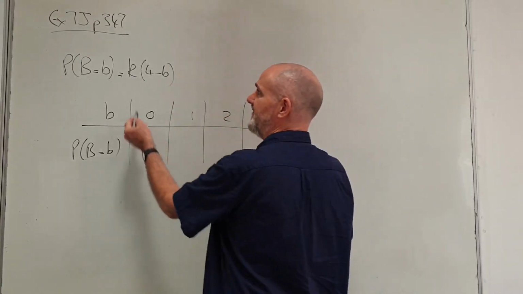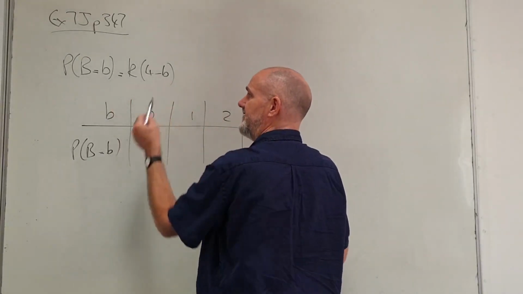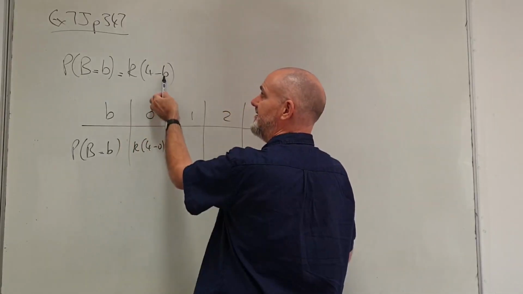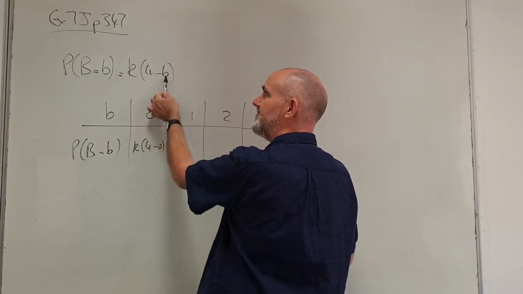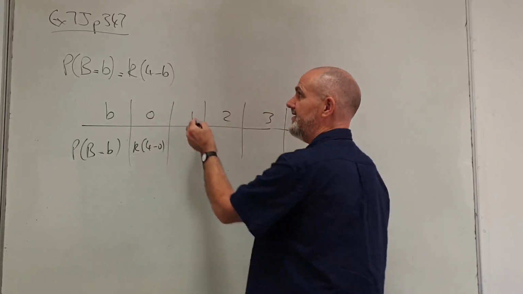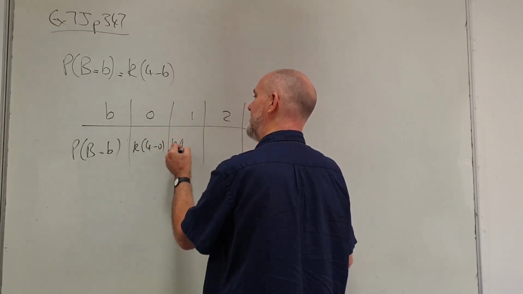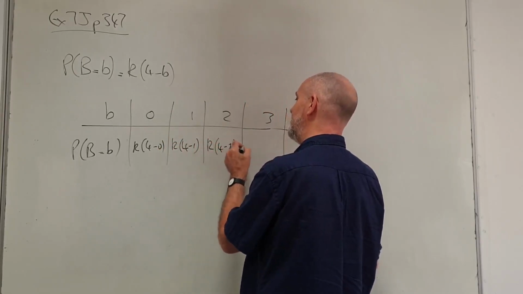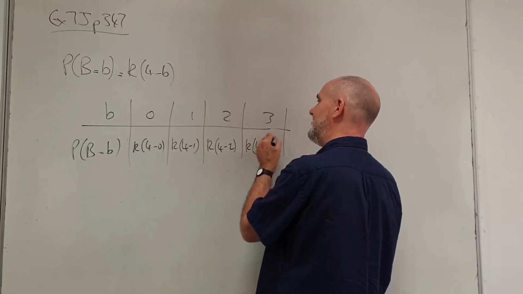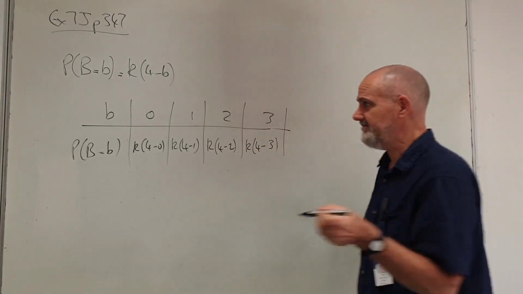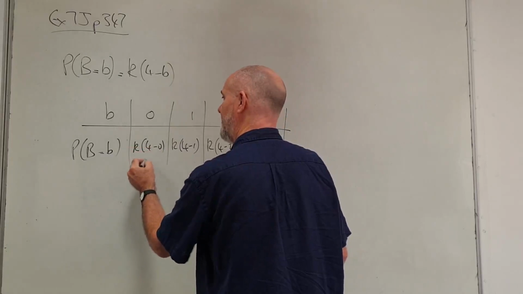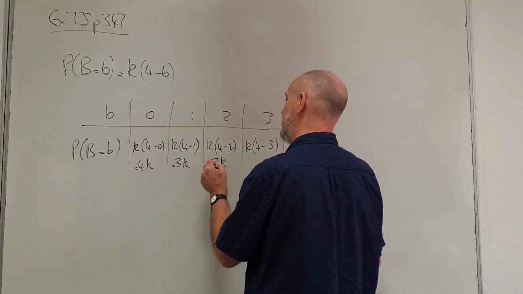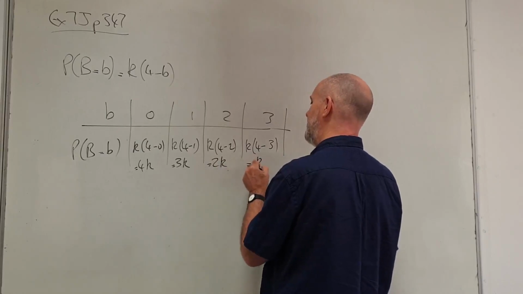So the probability for 0, I'm going to put a 0 here. So this is going to be K times 4 minus 0. All I've done is replace that b with 0. Here I'm going to replace the b with 1, so this is K times 4 minus 1. Here I'm going to replace the b with 2, so that's 4 minus 2. This is K times 4 minus 3. Now, we don't want to leave it like that. So that then becomes 4K, this becomes 3K, this becomes 2K, and this becomes K.